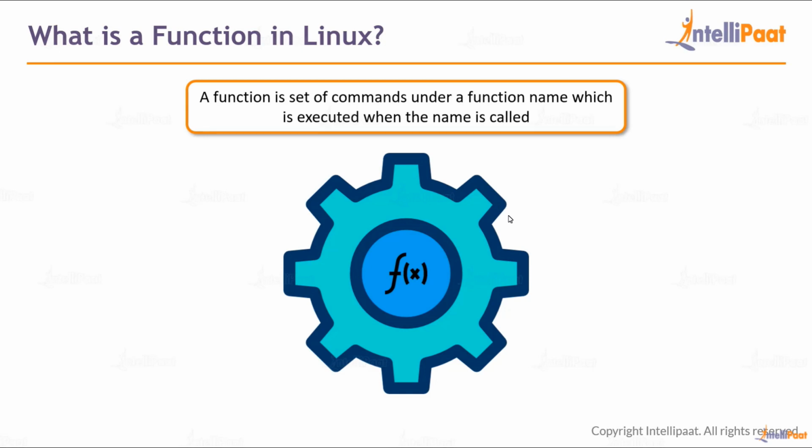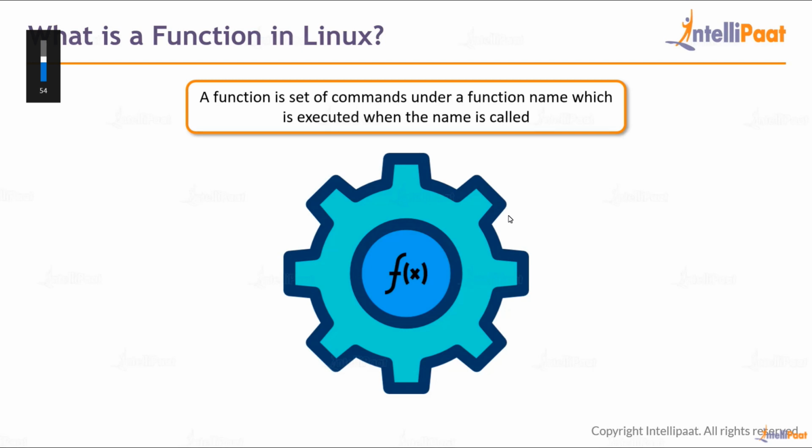So when you create a function, under that function you put in multiple commands. So now when you call the function with its name, so let's say you're creating a function named function1. So now under function1 you have put in like 4 to 5 commands. So now when you just type in the function name in the shell, it'll execute all those 5 commands. So this is how you create a function, and this is what exactly the function is.